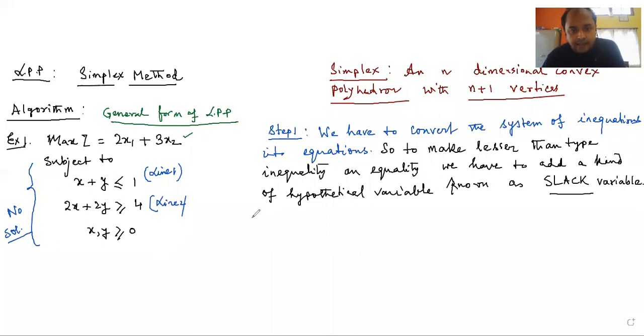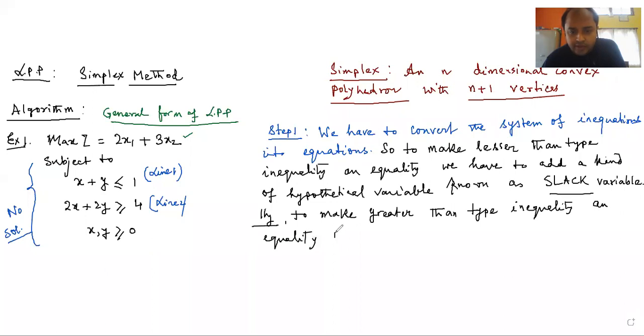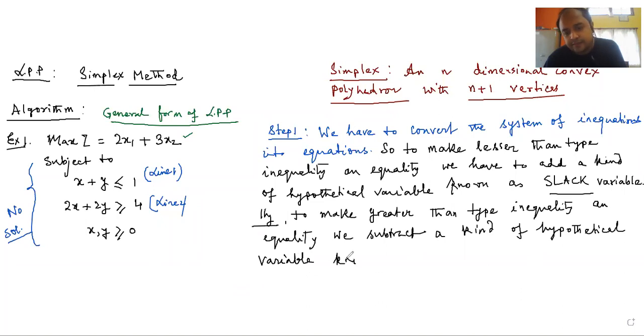Okay, and similarly, to make a greater than type inequality an equality, we subtract a kind of hypothetical variable known as surplus variable.